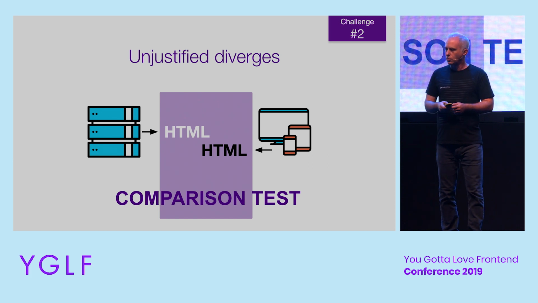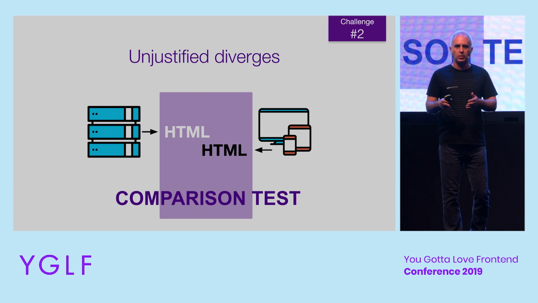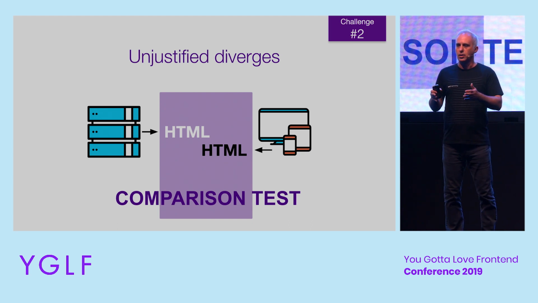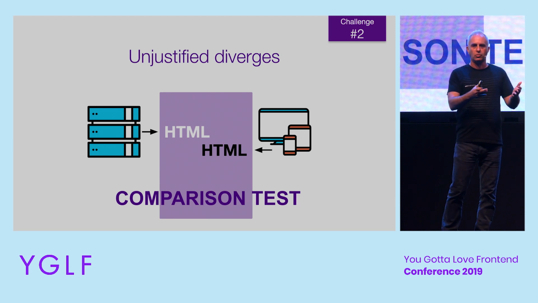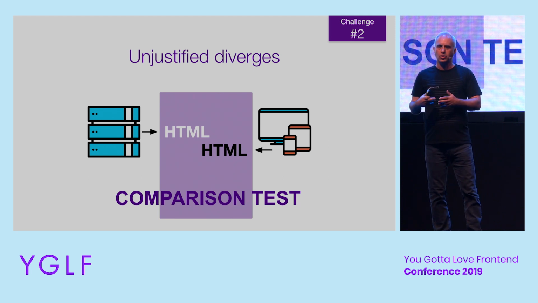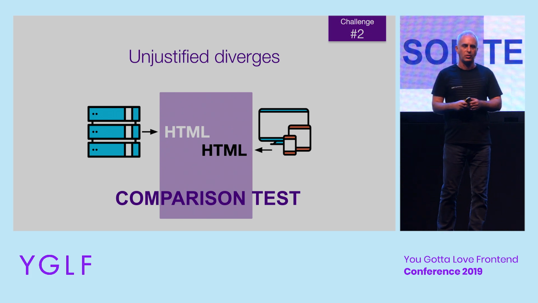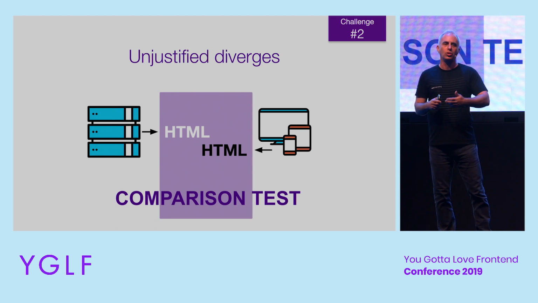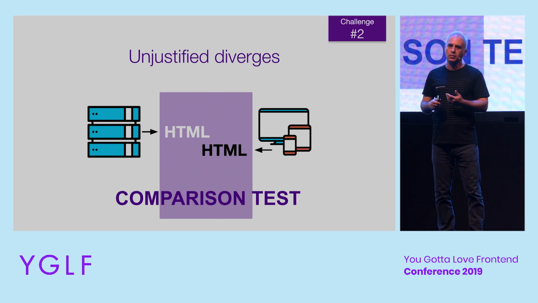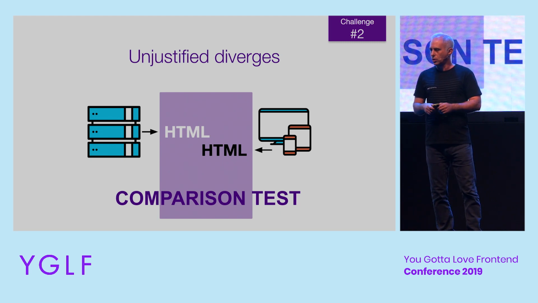The way to work around that is we built in tests that compare the HTML received from the server with the HTML that exists on the client after the client finishes the hydration process. If the two aren't sufficiently equivalent, then that is flagged as a bug and it breaks the build. So that's the way to deal with unjustified diverges.